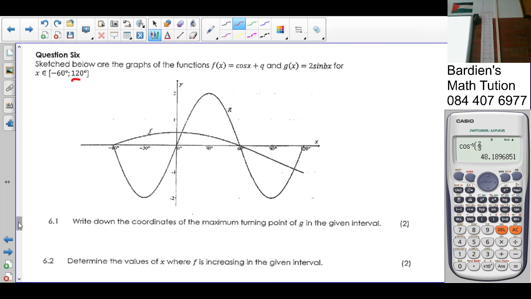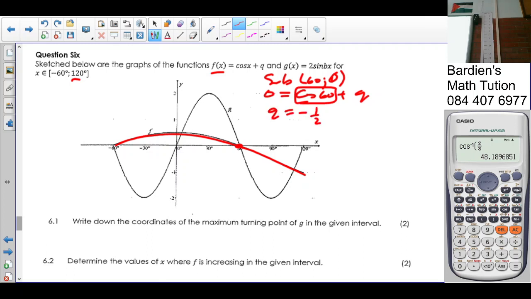To calculate, if you're looking at f, that's the definitely known point to us. So f of x, you're going to substitute 60 and 0, and you're going to get 0 is equal to cos 60 plus q. Cos of 60 is half, so q is negative half.